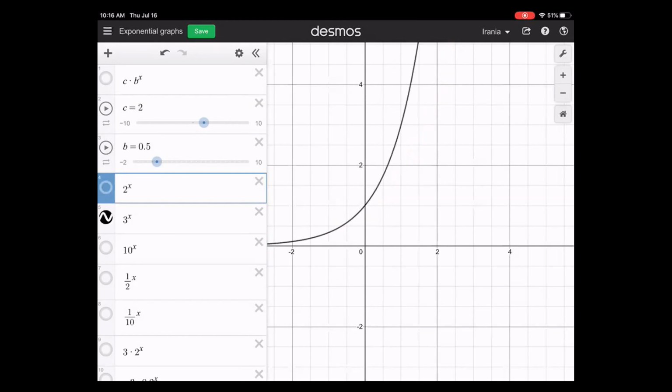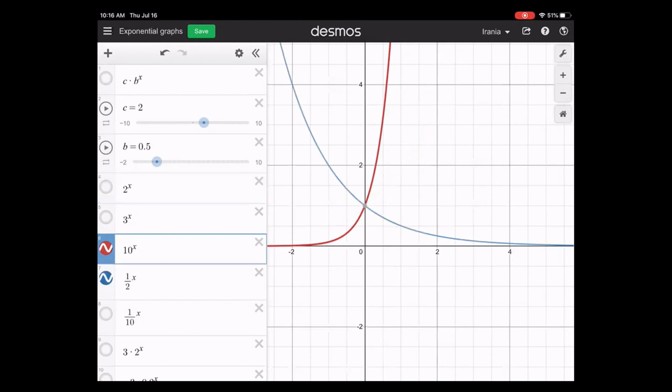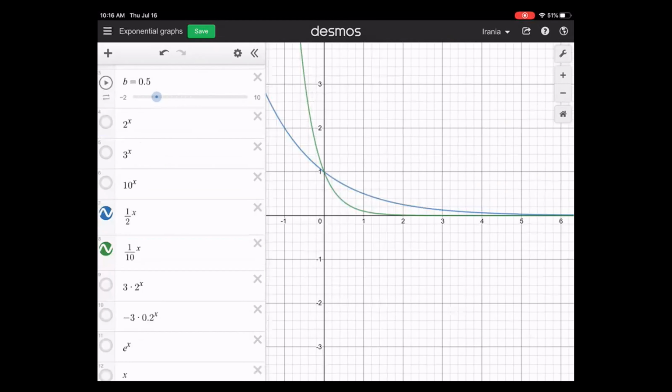And then if it's growing at triple speed, then this is growing at 3 times the speed, so it's growing really quickly. At 10 times the speed, it's growing a lot more quickly. So you have twice, 3 times, and 10 times. And then for a half, same thing. If it's decreasing by a half, it decreases a little slowly. If it's decreasing by 1/10, it decreases a lot more quickly.